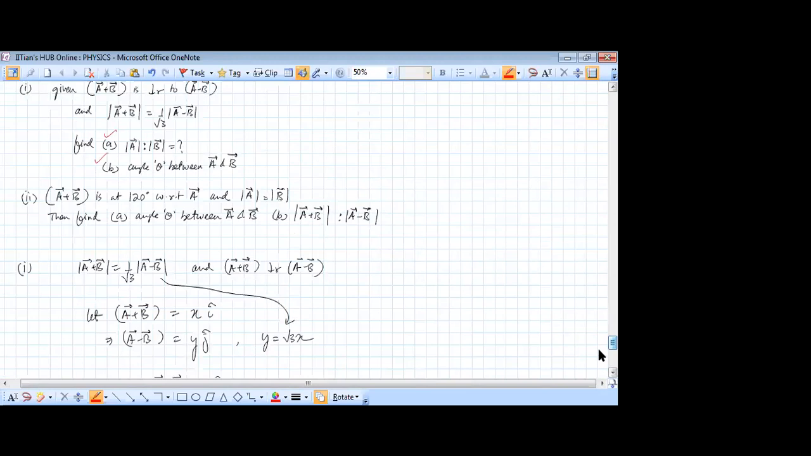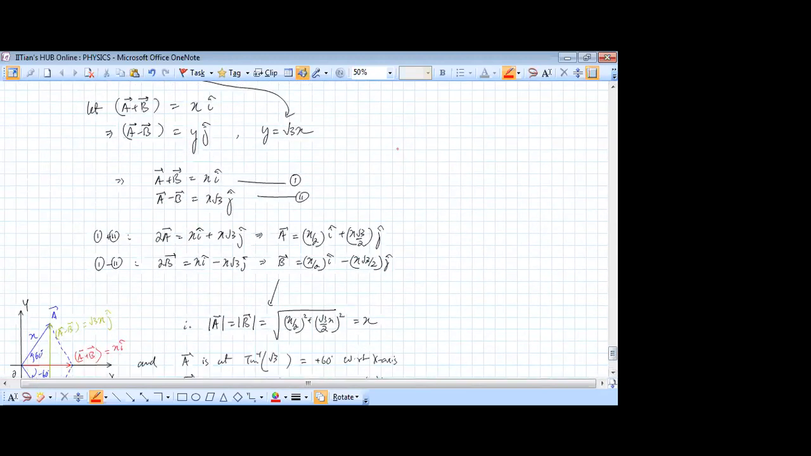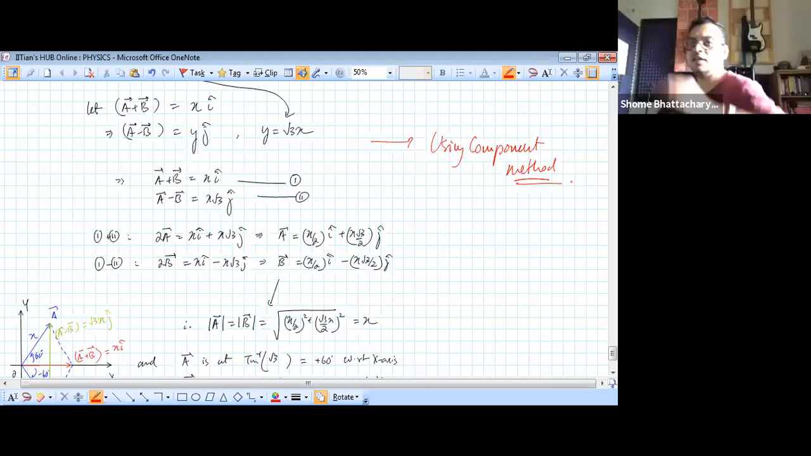Okay, so this is the solution of the first question using component approach. But we can solve this question much more efficiently by using the geometrical approach. Because the moment we visualize that sum and difference are perpendicular to each other, we understand in terms of parallelogram what we are saying, that the diagonals of the parallelogram are perpendicular to each other. It's very easy to visualize that. What does that mean? Rhombus. Only one type of parallelogram has perpendicular diagonals, and that is when the sides are equal, or it's a rhombus.